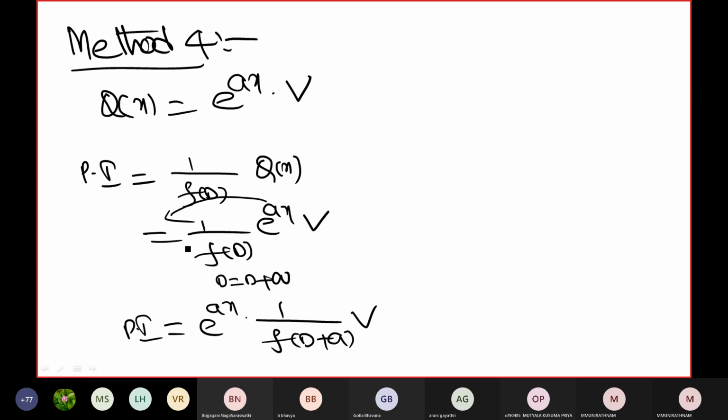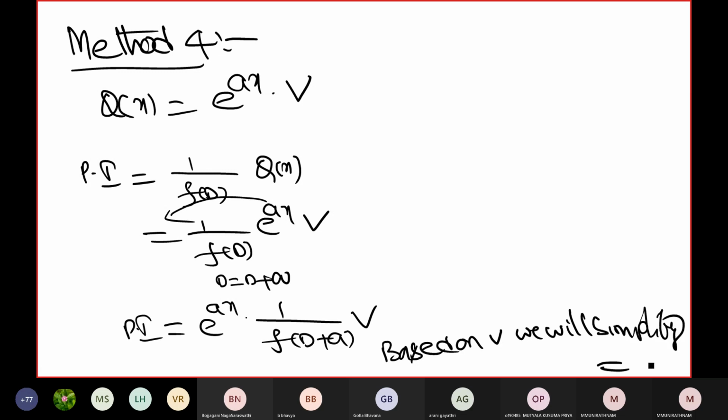Okay, so you can't just say, sir, it is already here, so I will write it here itself. That won't work. Okay? So e power ax is moved to the front by replacing d by d plus a. That is the formula. Okay? So based on this, we will simplify based on v. Okay? So write down the problem.